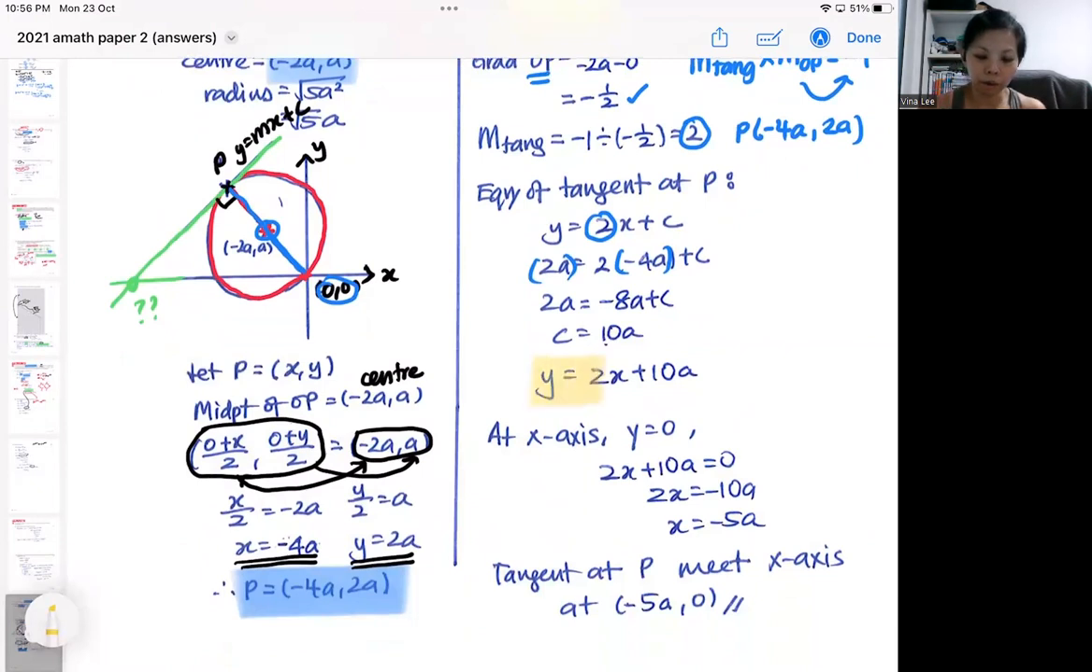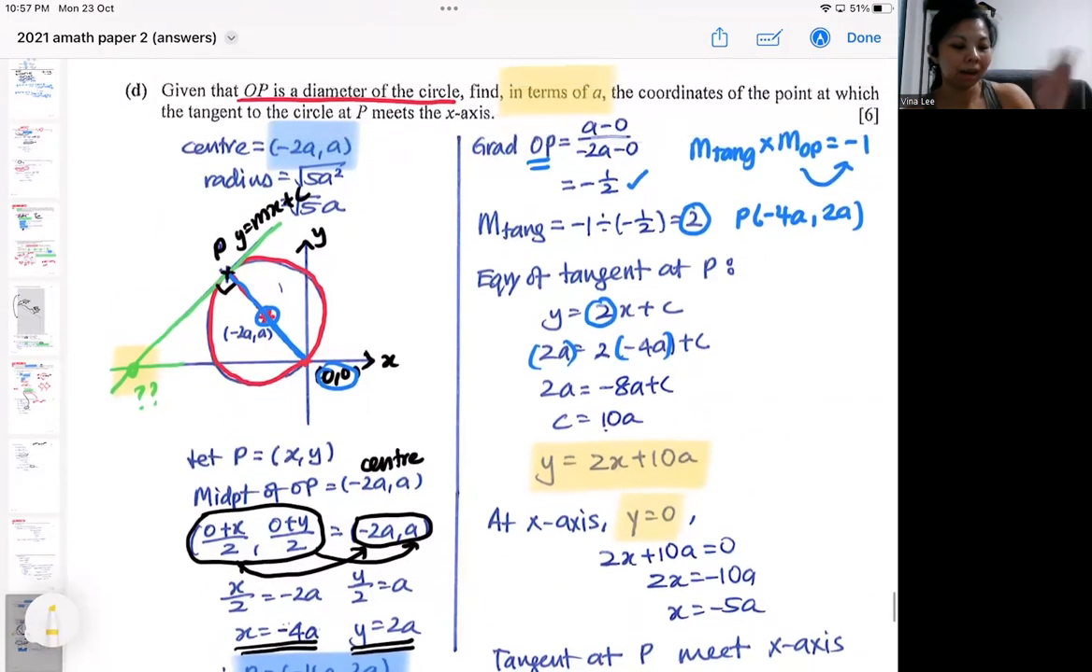Once you get the full equation, don't forget you need the x-intercept. So for the x-intercept, you put y equal to 0 and you get the coordinate. So the whole thing just lies with finding the equation of tangent on a circle. And this is what you are expected to do, except that for this question, the equation of tangent has to be done in terms of A. So it creates another layer of mind block. Otherwise, the steps don't change.